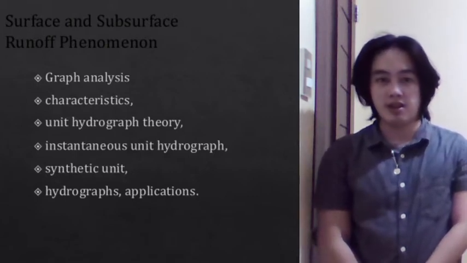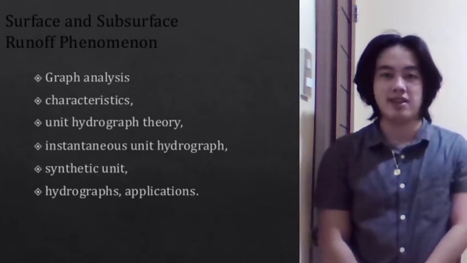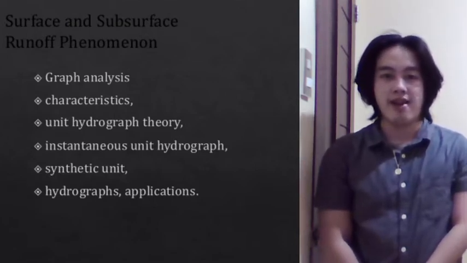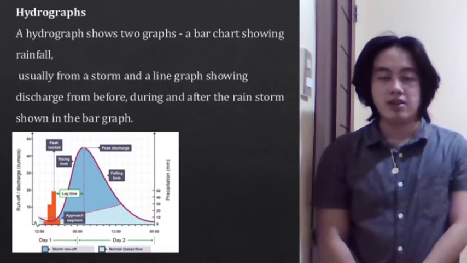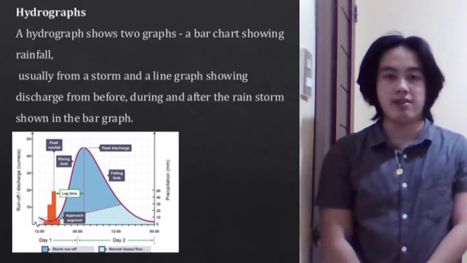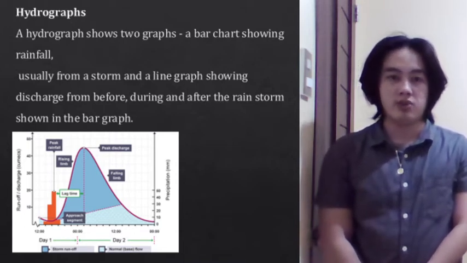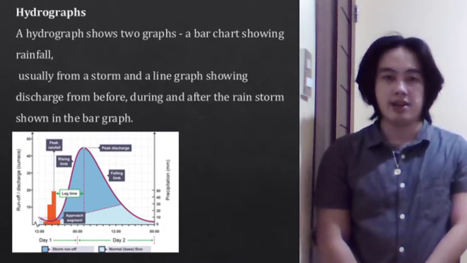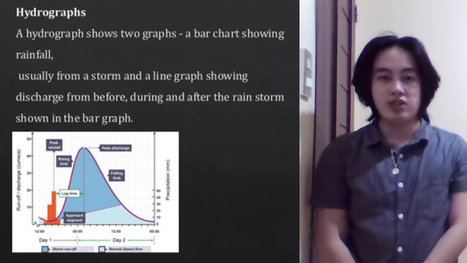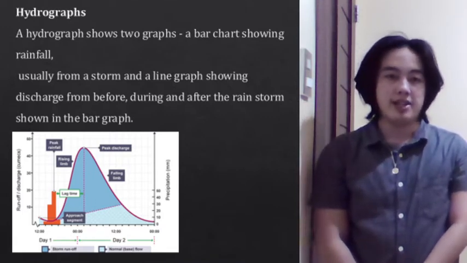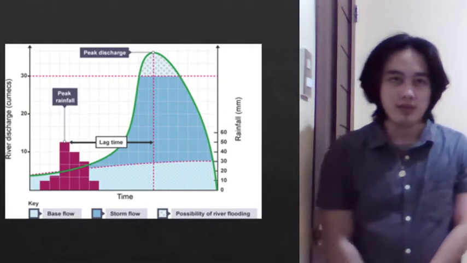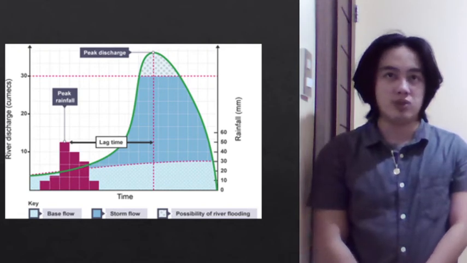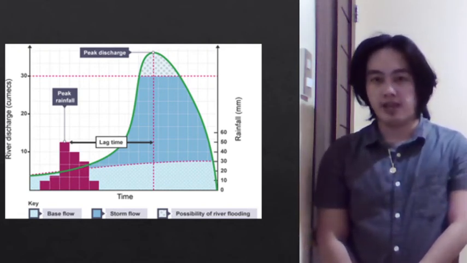My topic covers the hydrograph analysis characteristics, unit hydrograph theory, the unit hydrograph, synthetic unit hydrograph, and hydrograph application. First, what is a hydrograph? A hydrograph shows two graphs: a bar chart showing the rainfall from the storm, and a line graph showing the discharge before, during, and after the rain. Basically, the hydrograph shows the effect of the storm.